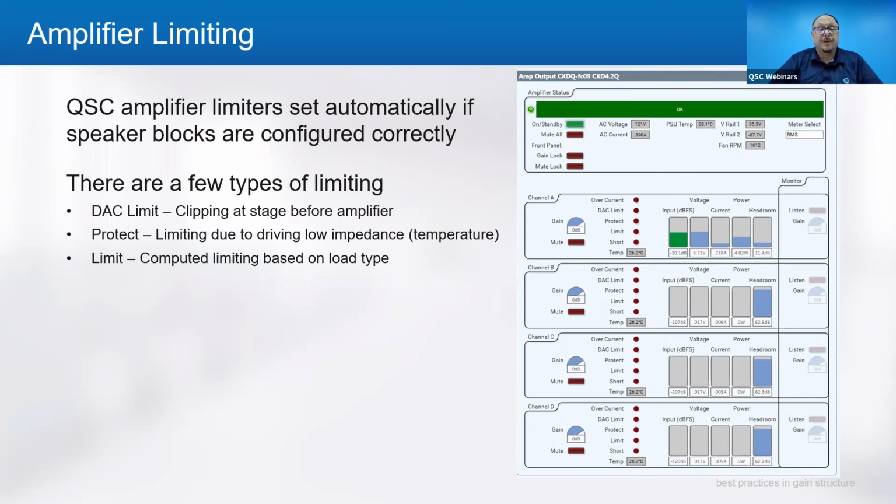We have a protect limit that'll be dynamic protect limiting. Whereas if we get a low impedance condition, maybe a short in the wire or a voice coil starts to fail and becomes a short before it usually becomes an open, that protection will do that. And then limiting will be computed based on the load type. So how many loudspeakers, what loudspeakers are there.